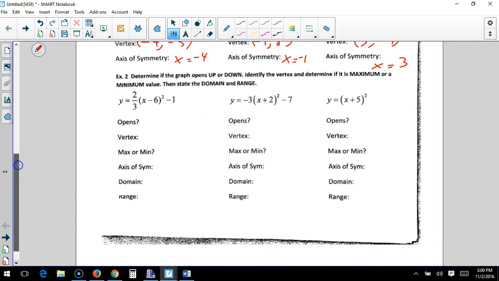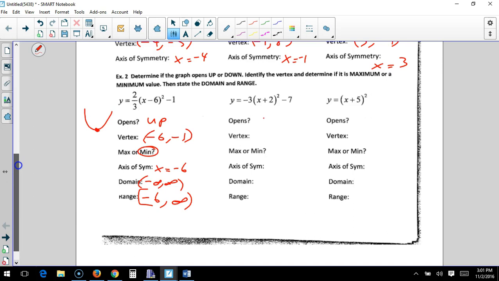Okay, moving on. Determine the graph opens up or down, identify the vertex, determine its minimum, maximum, domain, and range. So, opens, 2/3 is positive, up. The vertex is going to be at negative 6, negative 1. Well, if it opens up, that means it has a minimum. Think about it. Right there, the lowest point. The axis of symmetry is going to be x equals negative 6. The domain, again, is going to be negative infinity to positive infinity. These normally are. The range, how low does it go? Negative 6 included, up to positive infinity.